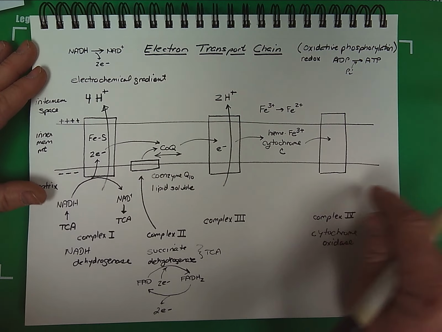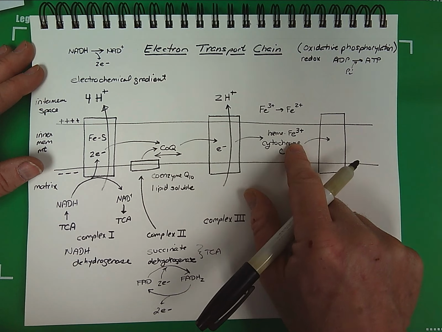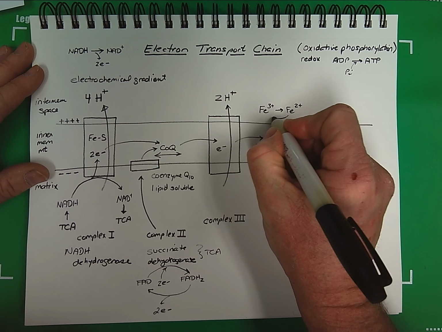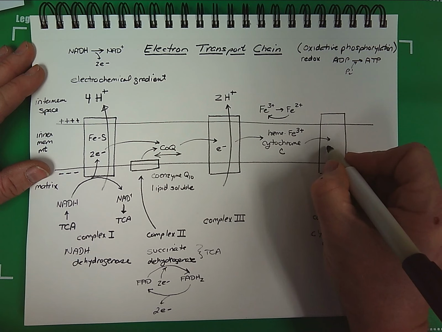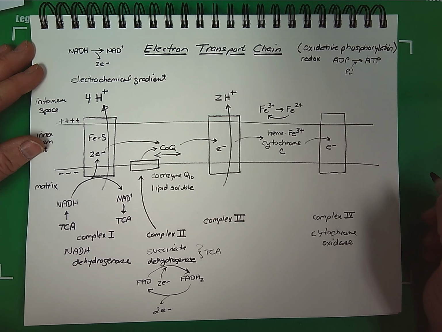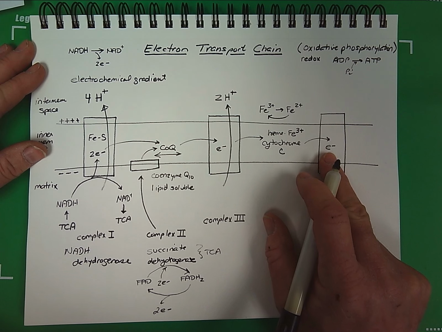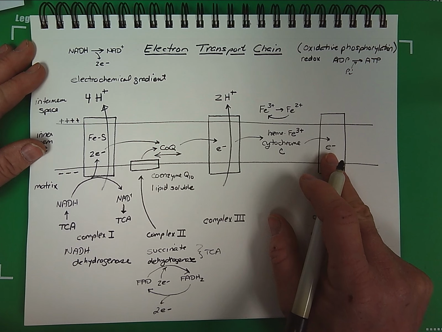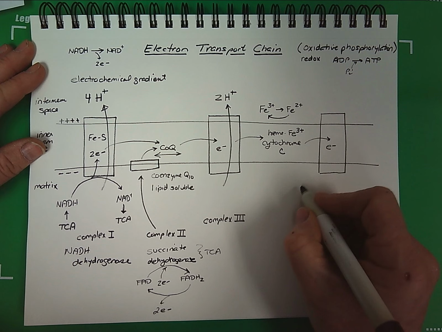Now, once we arrive at complex 4, after cytochrome C is oxidized to bring the iron back to its ferric state and release the electrons onto complex 4, this is the final stage of the electron transport chain. And we are going to now move these electrons onto the final electron acceptor in the energy metabolic process. And this is going to be, of course, oxygen.